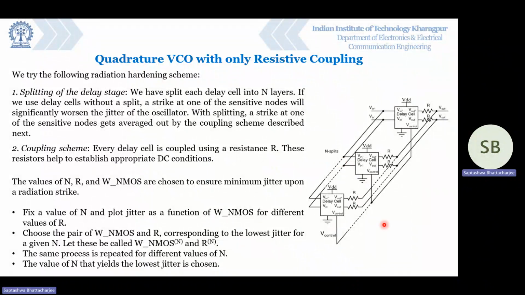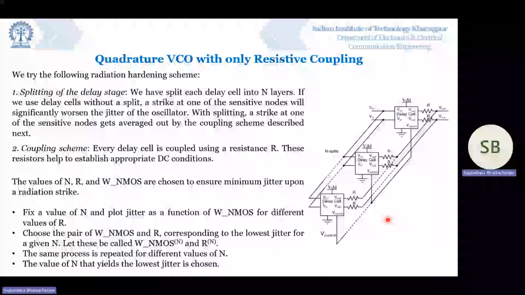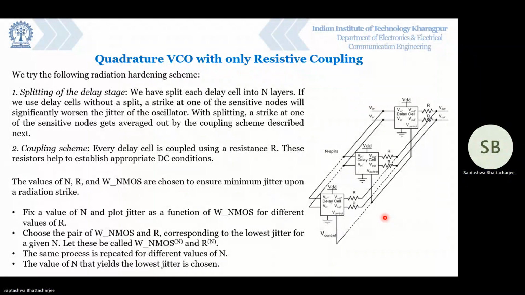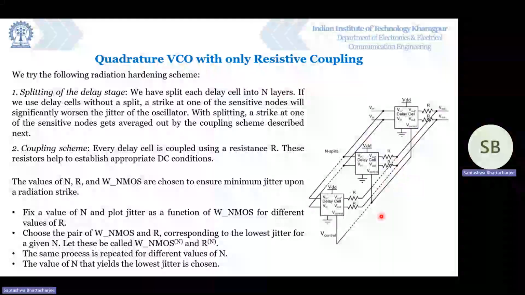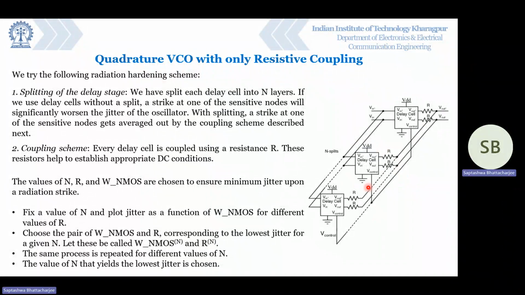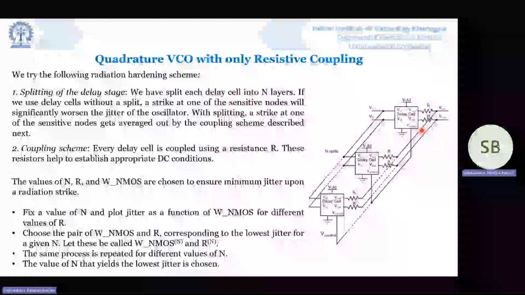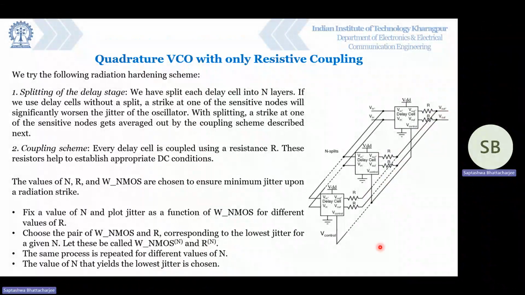The philosophy behind coming up with this architecture is the fact that multiple radiation strikes in a circuit at a particular point of time is a very low probability event. The probability of having multiple strikes in a circuit at a given instant is less than 10 to the power minus 7. So we have split each delay cell into N parallel branches. So there will be a strike on any one of the branches and not multiple branches at a given point of time. We have also used resistors which ensure that proper DC operating points are established at the output of each node.